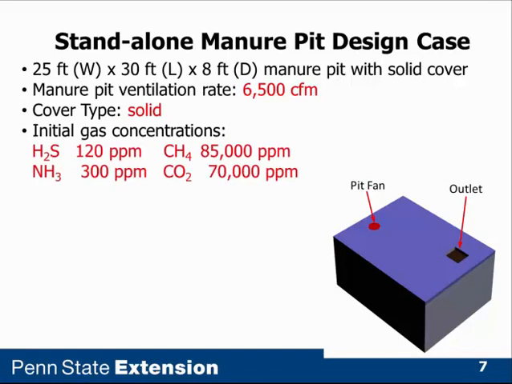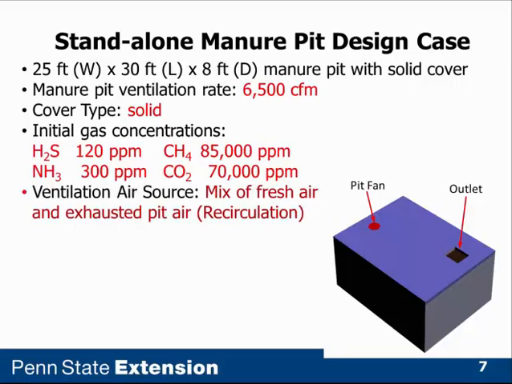And the initial conditions for gas concentration is 120 parts per million of hydrogen sulfide, 300 parts per million of ammonia, 85,000 parts per million of methane, and 70,000 parts per million of carbon dioxide. The ventilation air source is going to be a mix of fresh air and exhausted pit air. So we call this a recirculation mode, if you will.